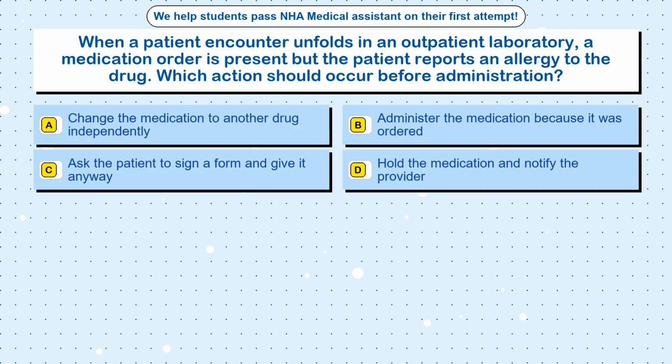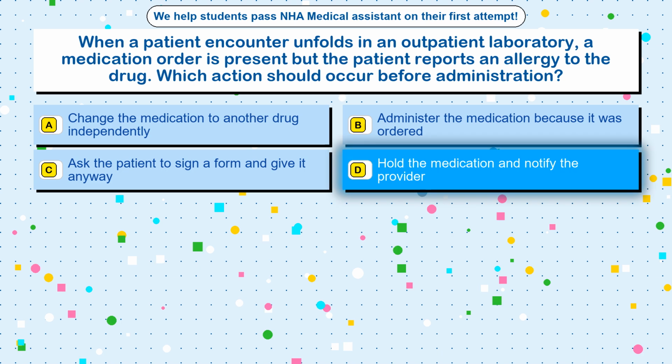Question 89. When a patient encounter unfolds in an outpatient laboratory, a medication order is present but the patient reports an allergy to the drug. Which action should occur before administration? Option A, change the medication to another drug independently. Option B, administer the medication because it was ordered. Option C, ask the patient to sign a form and give it anyway. Option D, hold the medication and notify the provider.